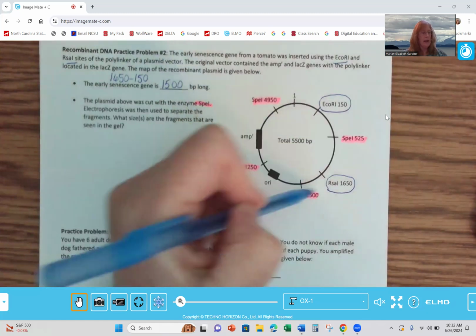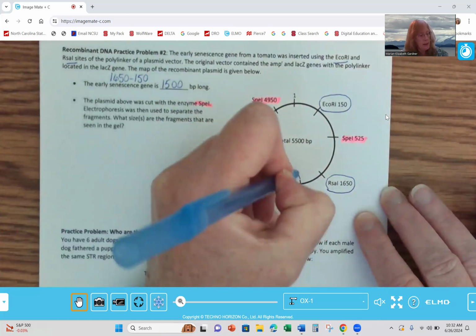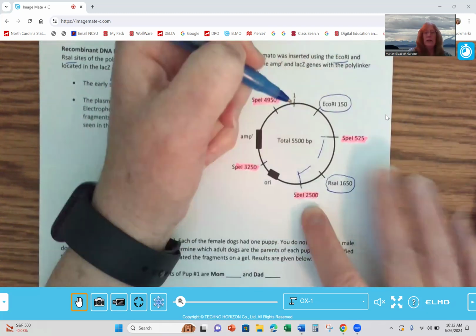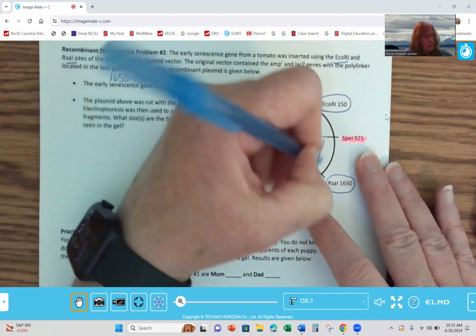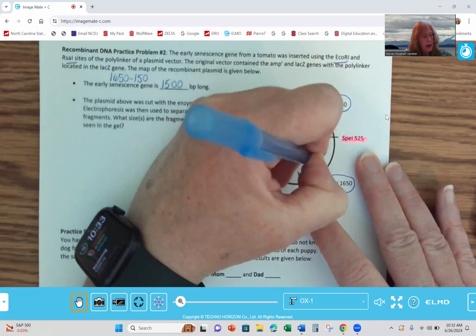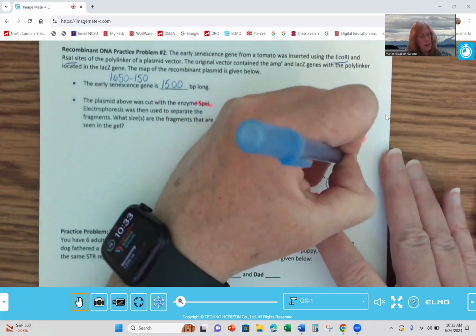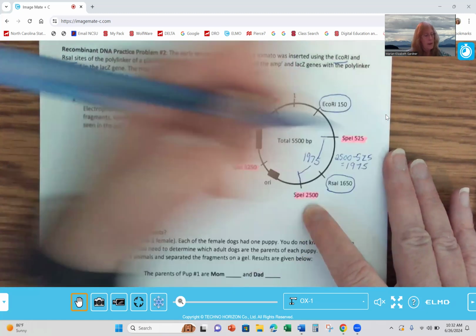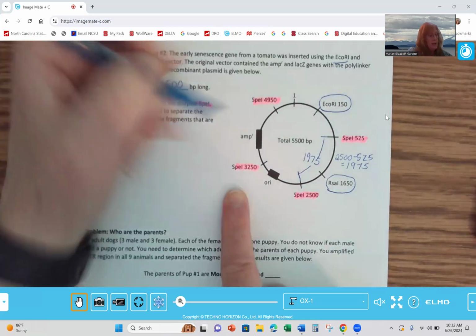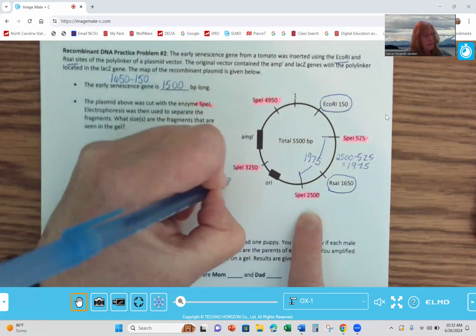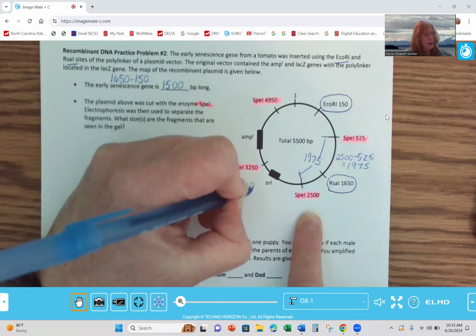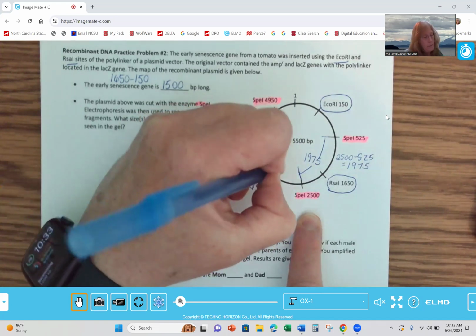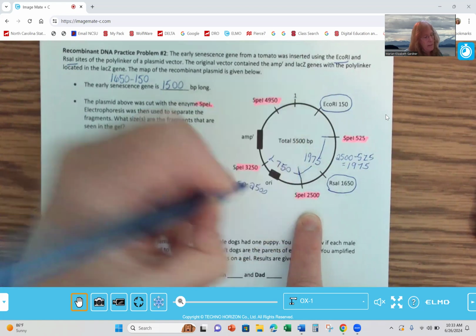Now I'm going to start here and go around. So one piece goes from here to here. 2500 minus 525. It's going to be 1975. And that was 2500 minus 525. So that's that distance. Now the next one, 3250 minus 2500. So going from here to here, I've got 750.